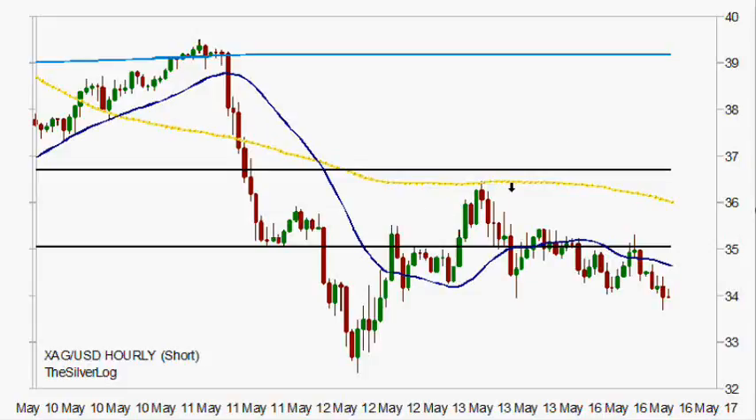Hello, it is the 16th of May, 2011. It is 20:30 Greenwich time, 3:30 Eastern, 12:30 Pacific, and the market is trading below 34. It's roughly at around 33.92 as of the recording.